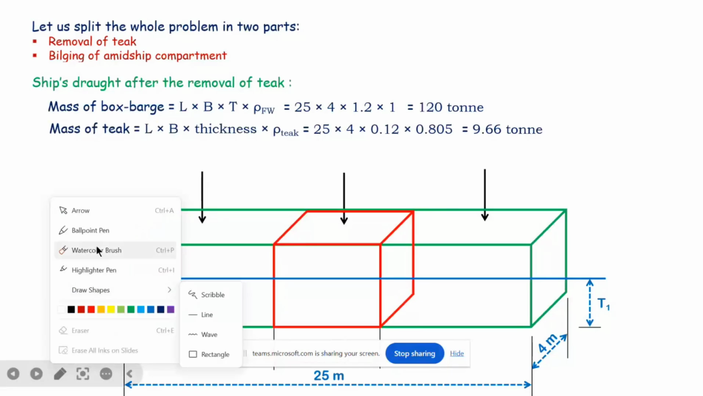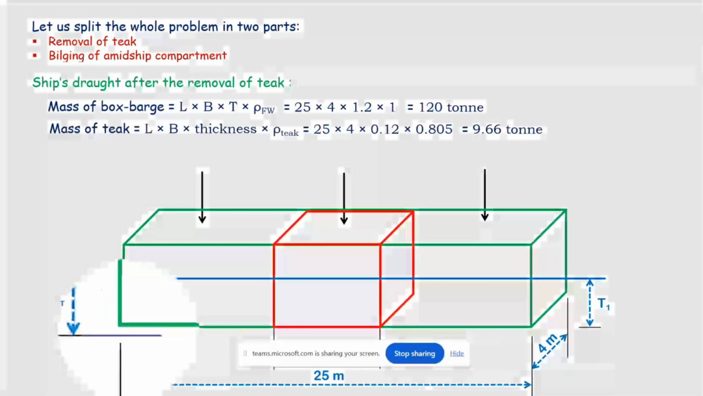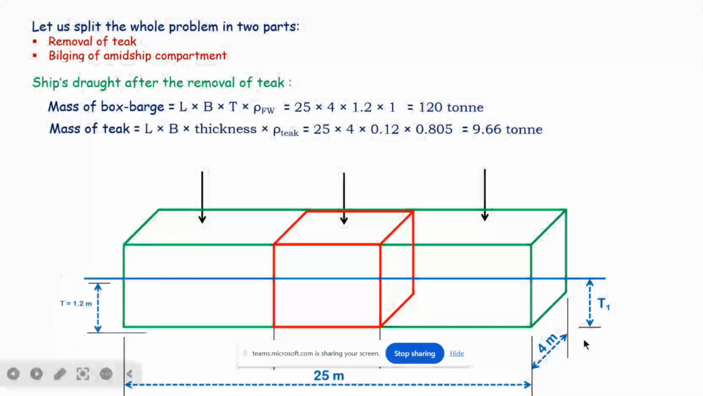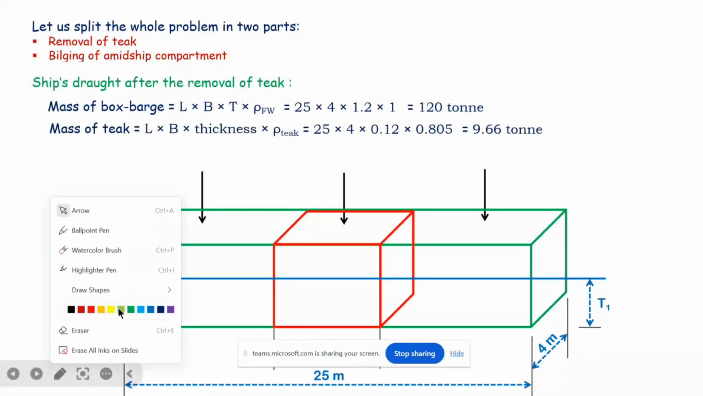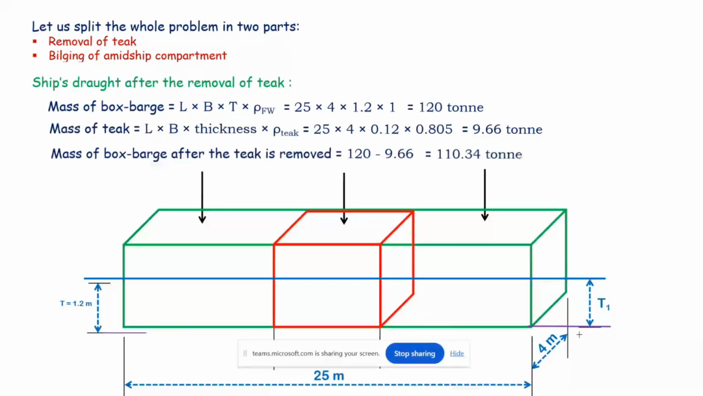One more thing I would like to highlight. The initial draft T, which was 1.2 meters, was taken from the bottom of the teak. But now the teak is no more there. The new draft will be from the bottom shell of the ship, no more including the thickness. Understood up to here? Okay. So now this is the remaining mass or weight of the ship in tons.